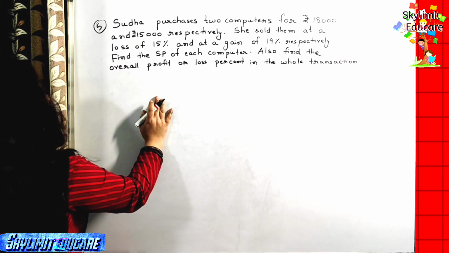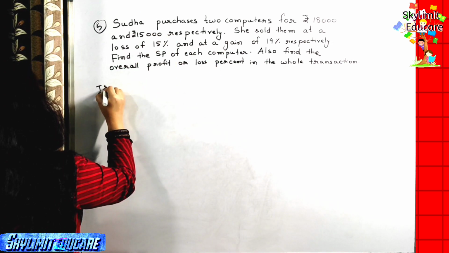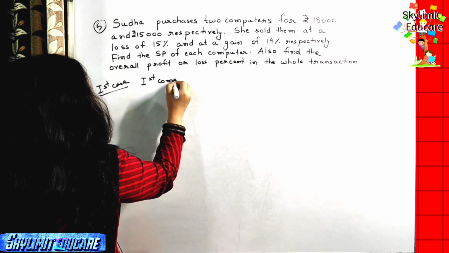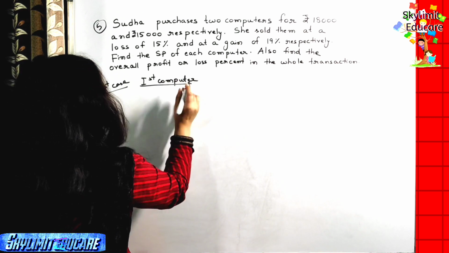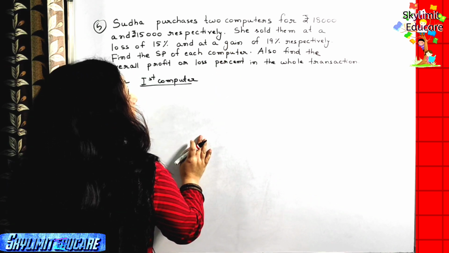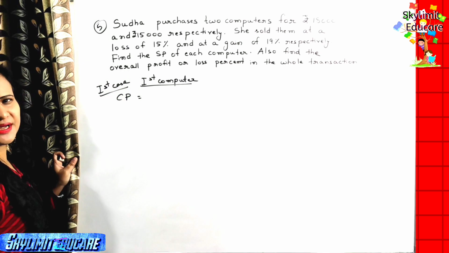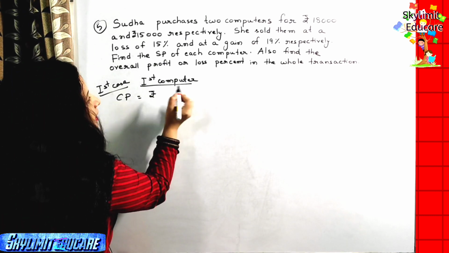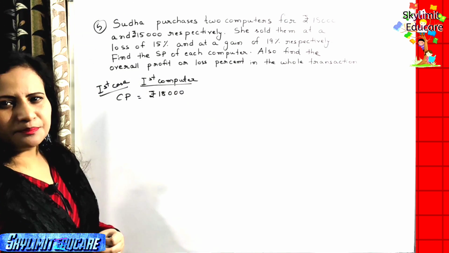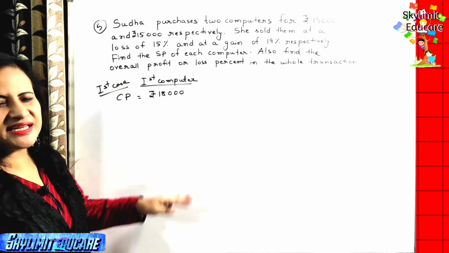So this also we are going to divide into 2 cases. Both are computers. So the first case is for the first computer. For the first computer we are given she purchases for rupees 18,000. So CP of the first computer is rupees 18,000. If you want to write statements, you can write CP of the first computer, SP of the first computer, or simply you can give a heading first computer and write down CP is equal to rupees 18,000.